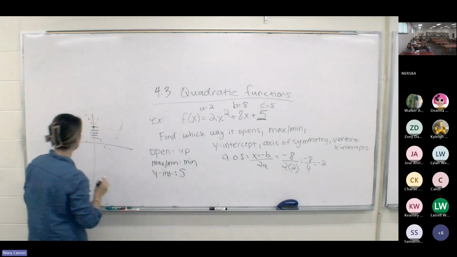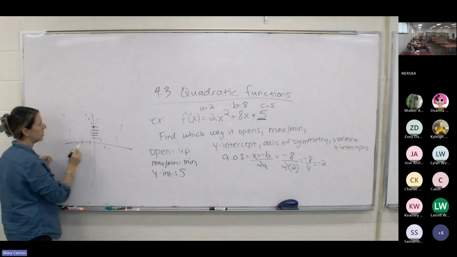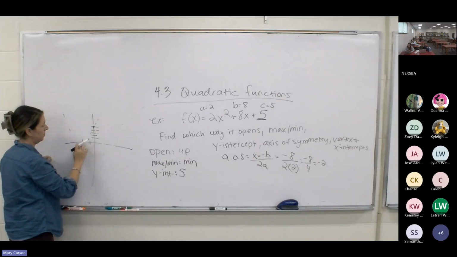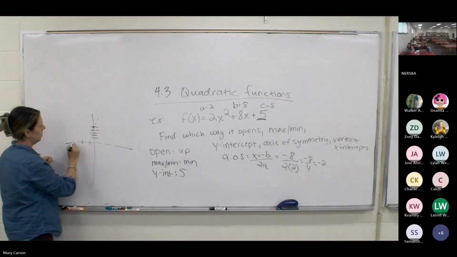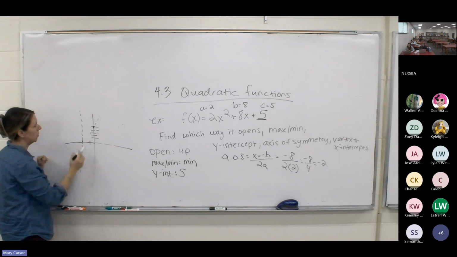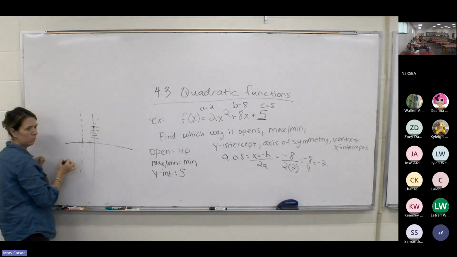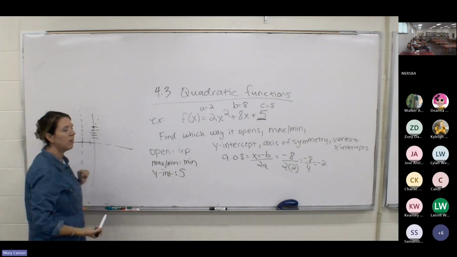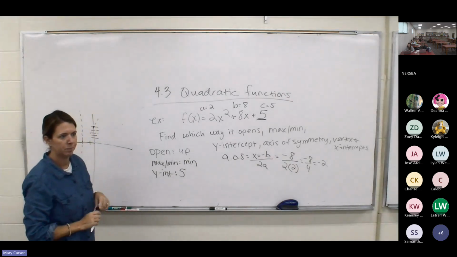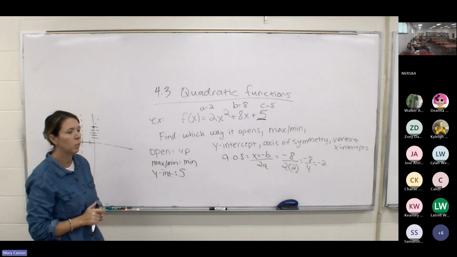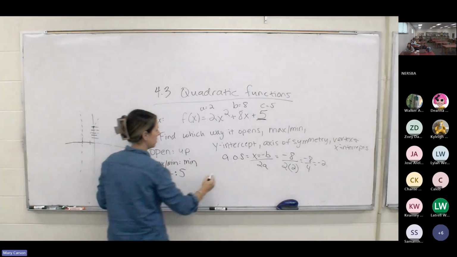So that means we know that our vertex is going to be somewhere along here. Somewhere from here down. Now, how do we find the rest of our vertex? We've got the x value. How do I find the y value? How do I find the vertex?